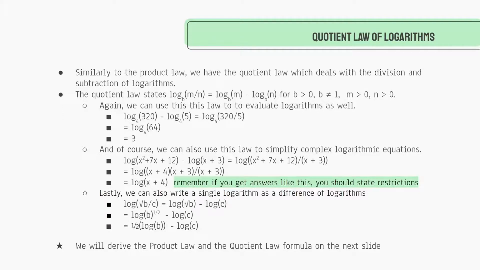Lastly, we can also talk about how to write a single logarithm as a difference of logarithms. For example, if we're given this here, we could write it as the following. You can also go the extra mile and try to make it more visually appealing and more understandable to a general audience, because the square root of b is the same as b to the power of 1/2, and so using the power rule, we just bring that over here, and so we get our full answer.